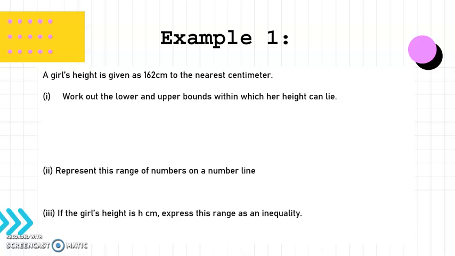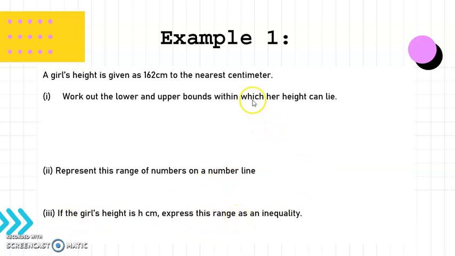So example 1 will be a simple word problem. A girl's height is given as 162 centimeter to the nearest centimeter. The first, find the lower and upper bound. The second one, represent this range of numbers on a number line, and lastly, express this range as an inequality.